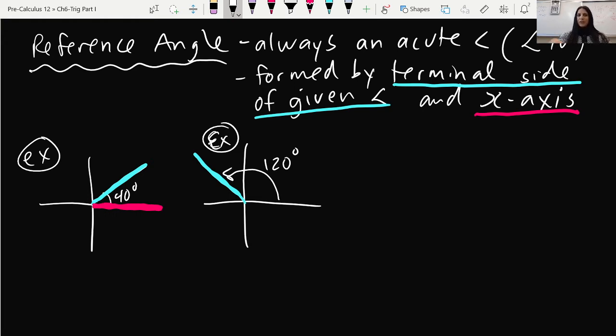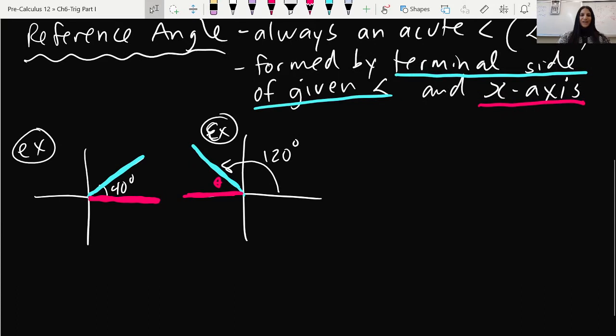Okay, but if I read the reference angle, it says it's always an acute angle, so this 120 degrees doesn't make the cut. If I read on, it says it's formed by the terminal side of the given angle, so that's this teal blue side, and the x-axis. So in this case, I'm going to take the negative x-axis. When I go to look for my reference angle, I'm going to put a theta in here. My theta's kind of messed up because the pen's too thick, but there's my theta, and that is actually going to be my reference angle.